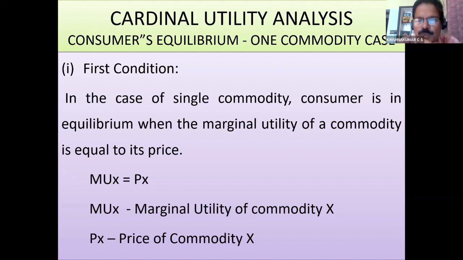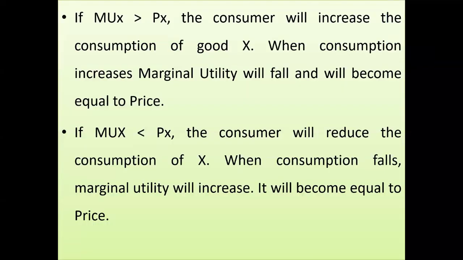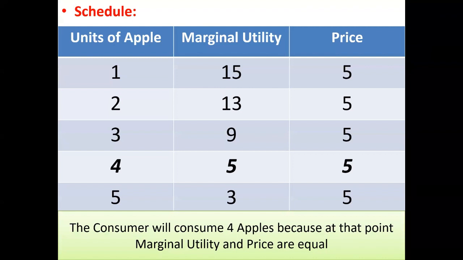Just the opposite: if MUX is less than PX, what will happen? He will reduce the consumption. And when he reduces consumption, MUX will increase and it will become equal to price of X, and he will reach the equilibrium point. So this is the first condition actually.